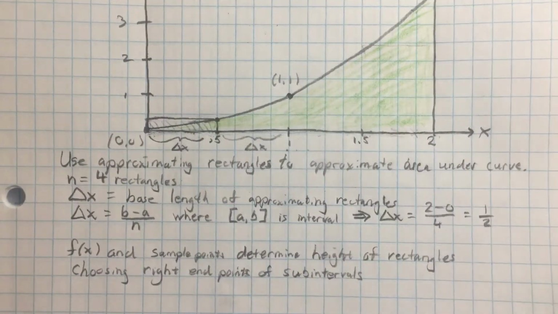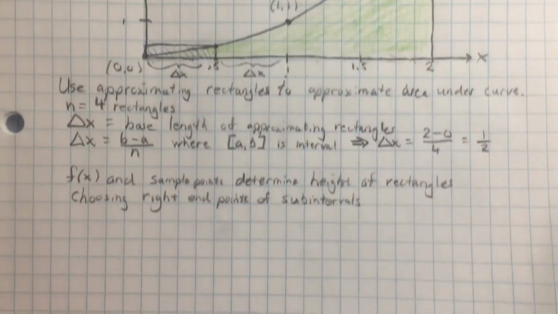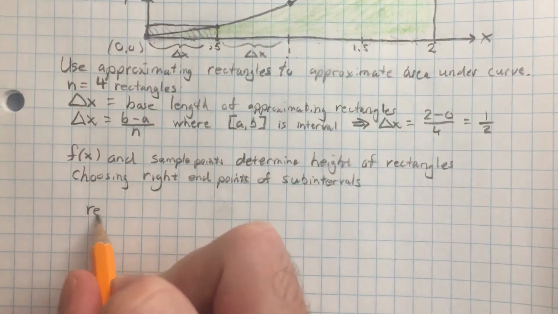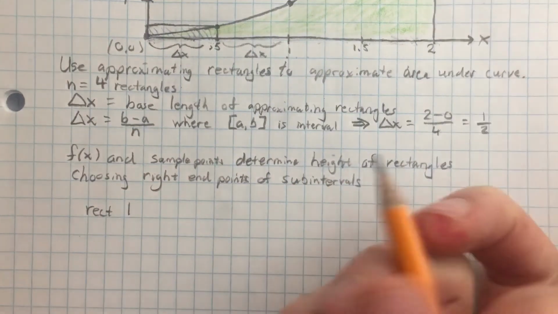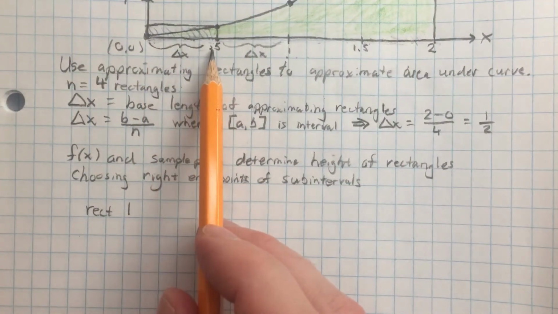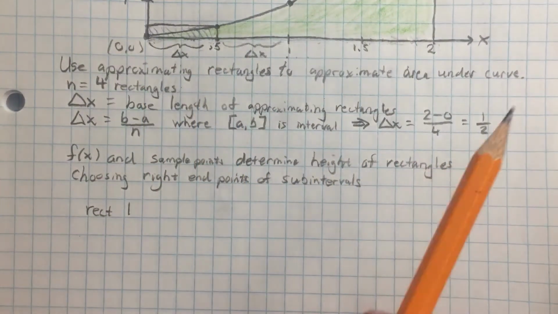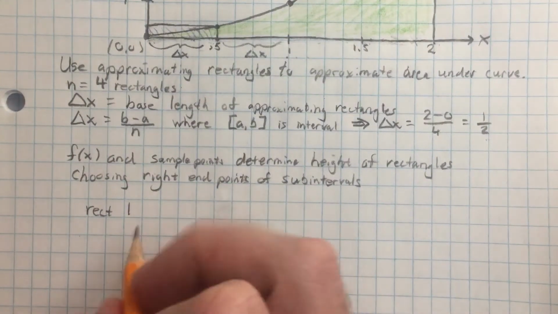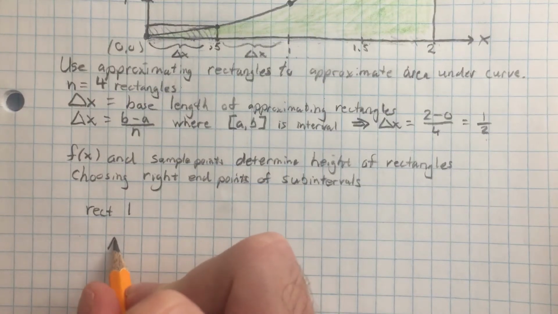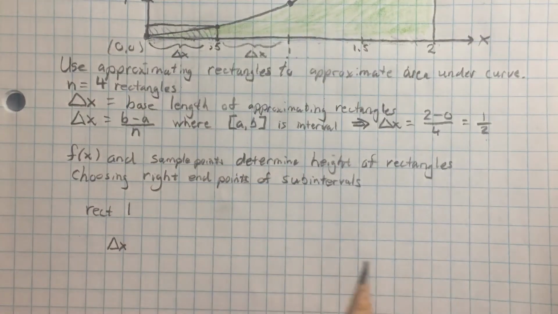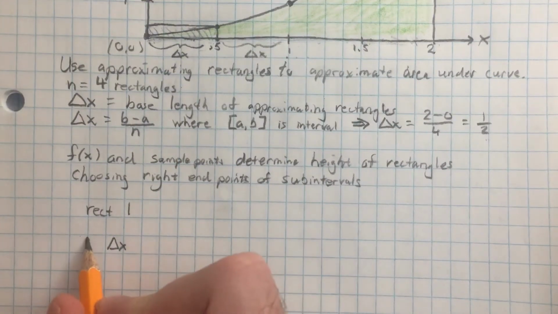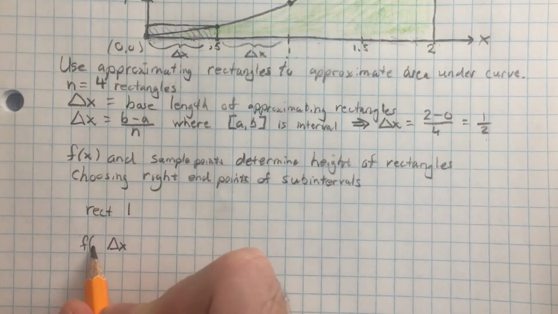So let's just look down here. I'm going to start to write out a formula for it, and I'll go back to the second rectangle. So the first rectangle, rectangle 1, I'm going to say, we know its base is 0.5, calculated over here for delta x. So in terms of formula, it would be delta x, whatever that is, the same for each rectangle, times the function, times f at 0.5.